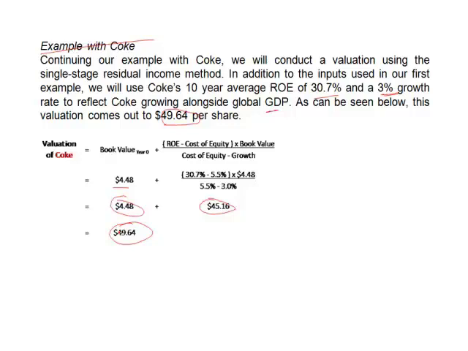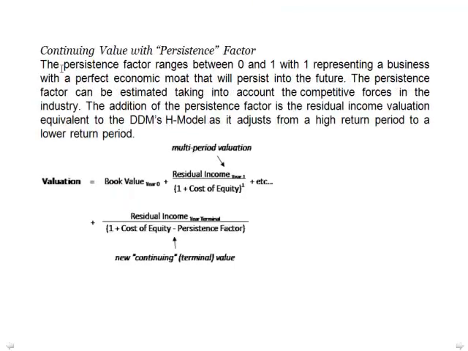And we are talking of continuing value with the persistence factor, as one of those things we say one should look at. The persistence factor ranges between 0 and 1, with 1 representing a business with perfect economic moats that will persist into the future. So the persistence factor can be estimated taking into account the competitive forces in the industry.